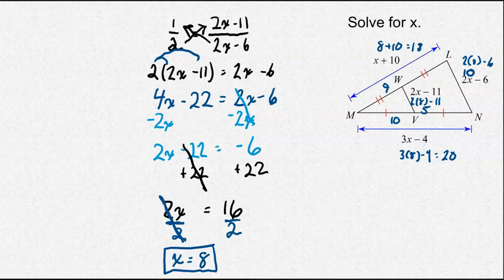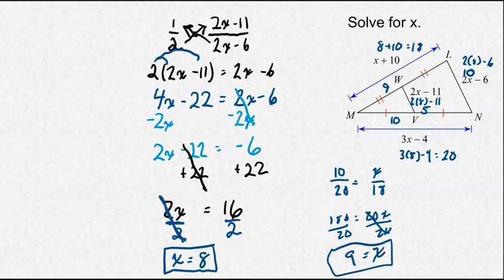So I can now start setting these up however I like. So I could set this up 10 over 20 equals, let's say, x over 18. And when I cross multiply this, I will end up with 9. And that will happen throughout the shape now.